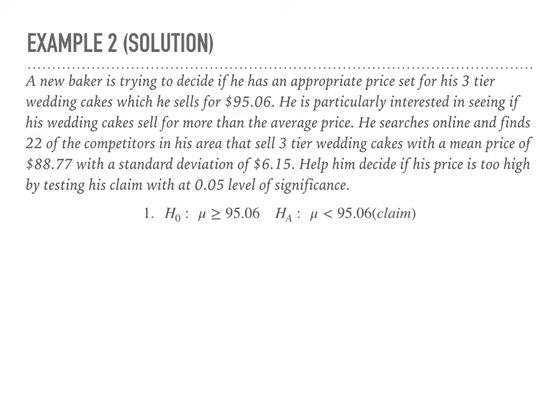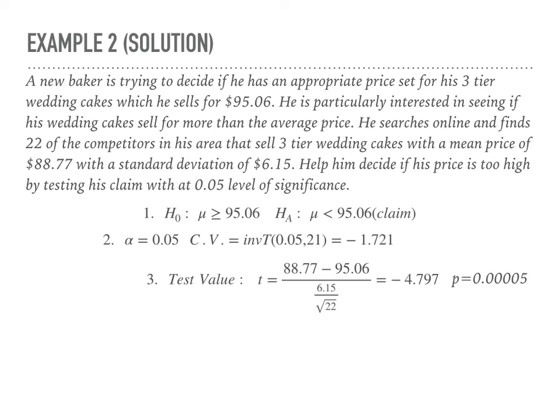Writing your hypotheses here, the price at which he sells his cakes for would be what you would be comparing the mean to. So the null hypothesis is mu is greater than or equal to 95.06. The alternative hypothesis, which is the claim, is that mu is less than 95.06. In your second step, you're listing your alpha and your critical value. And then in step 3, you're computing the test value and finding your p-value. You could find this on your calculator as well using the t-test found in stat and then over at tests.